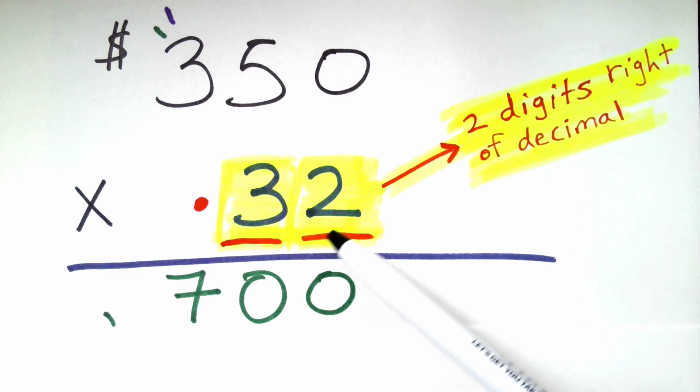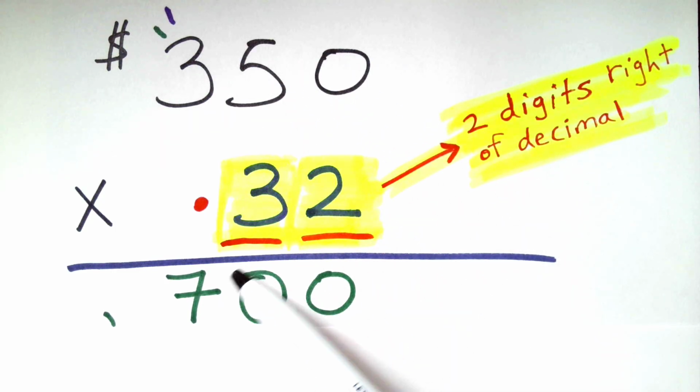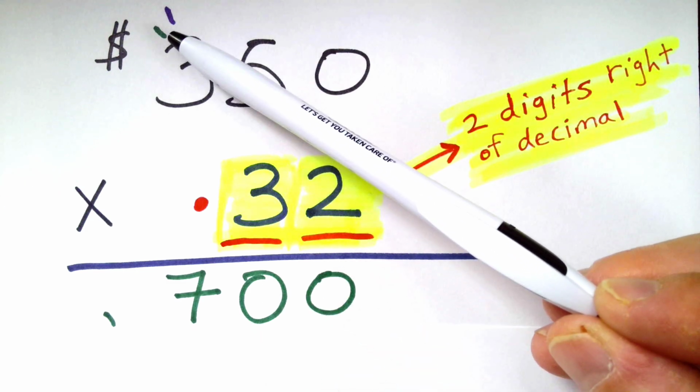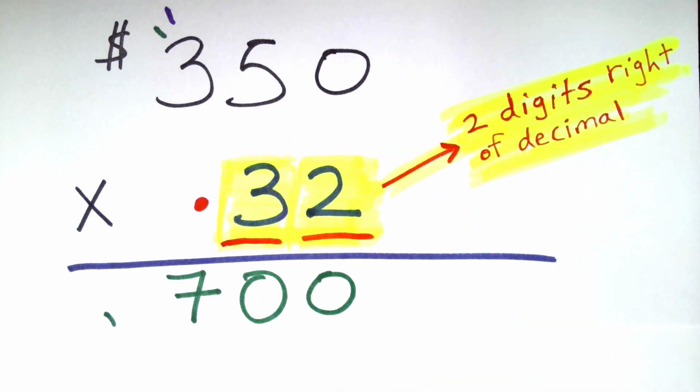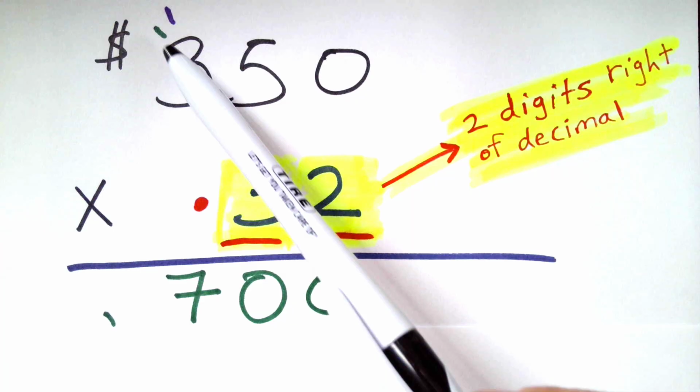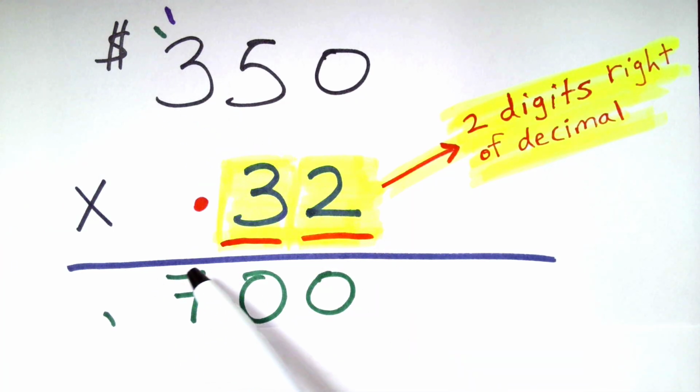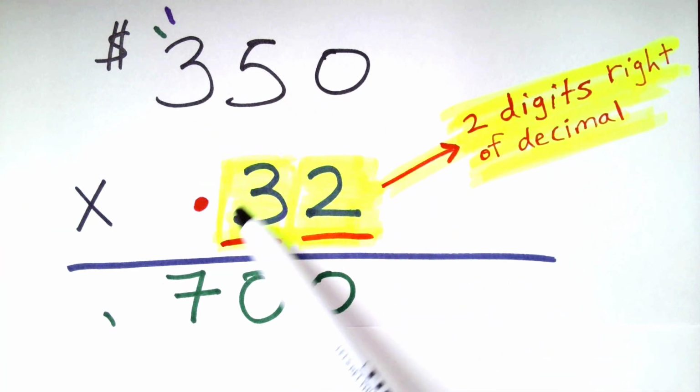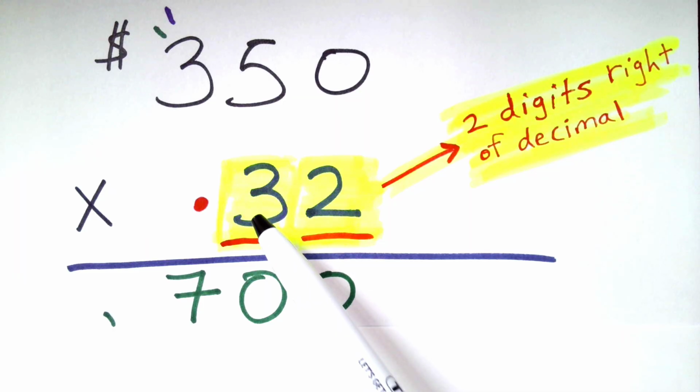So I'm going to start with the 2. 2 times 0 is 0. 2 times 5 is 10. I have the 0. I carried the 1. It's written there in green. And so I will add that to my next product. 2 times 3 is 6. Plus 1 is 7.